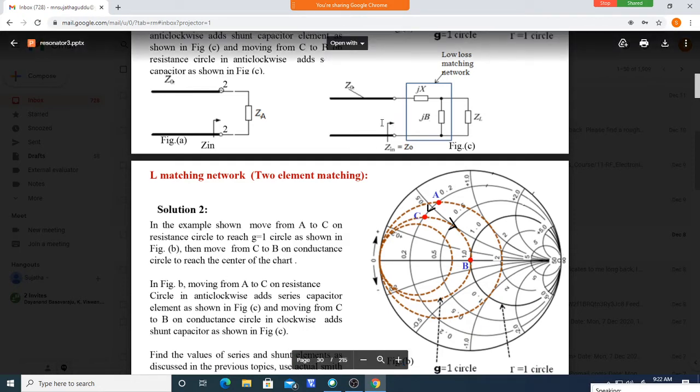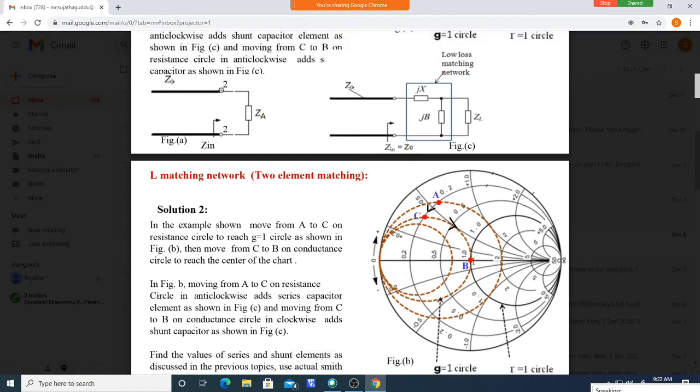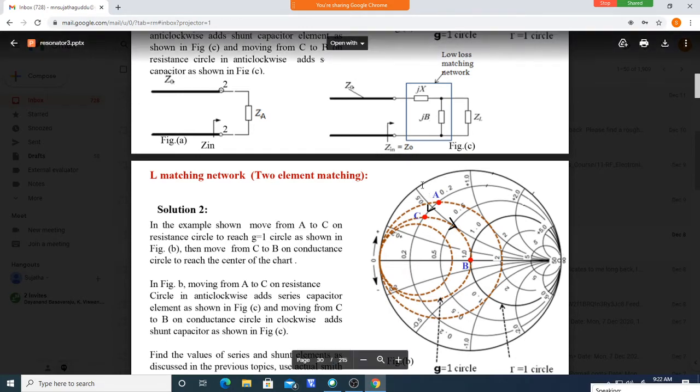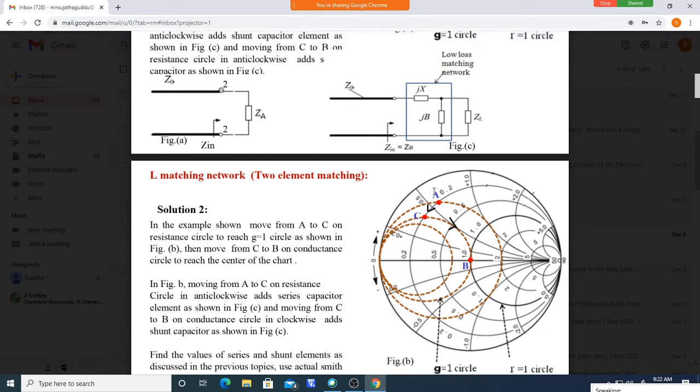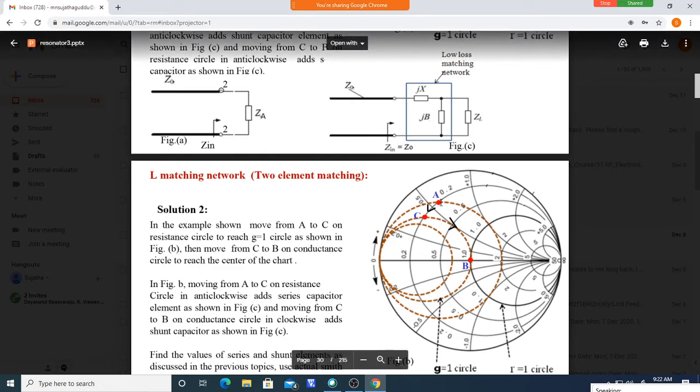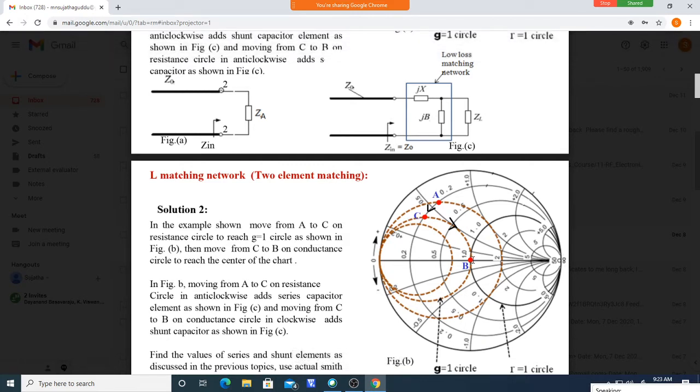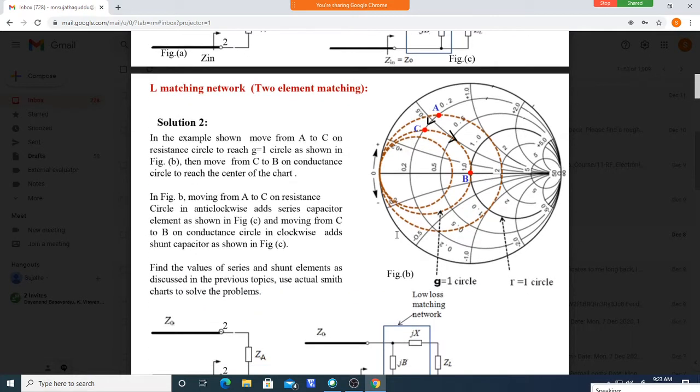I want 50 ohm. What you have to do? You mark this and move it and bring it to the 1. If I want the impedance equal to a particular value, what I have to do? This is given, ZL is 50 ohm. From the given value you move like this and reach here. So that way we can do.